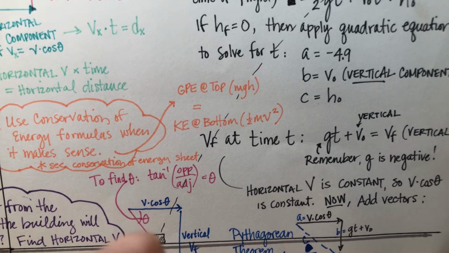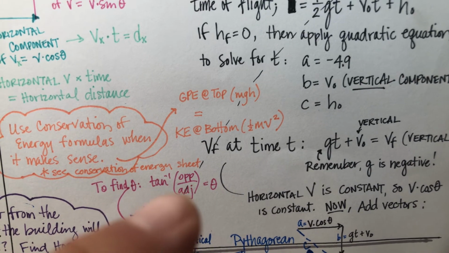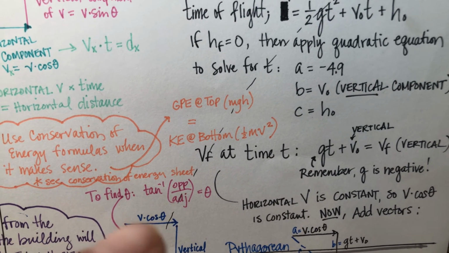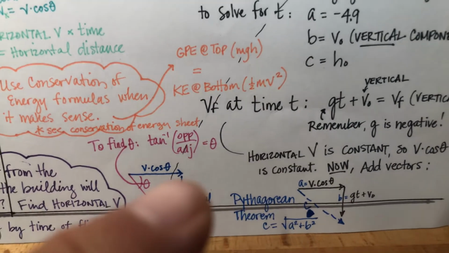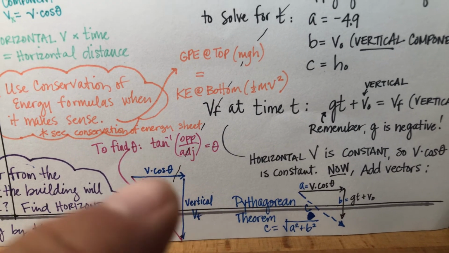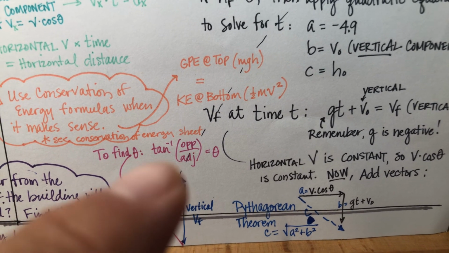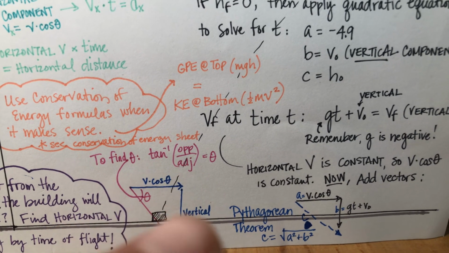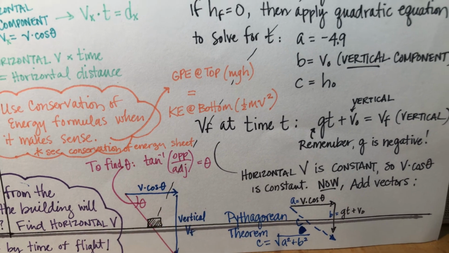And then if we're going to find theta for any given triangle, so v cosine theta, and then v times sine theta, if this is v, then the inverse tangent, or the arctangent, of the opposite over adjacent is equal to theta.